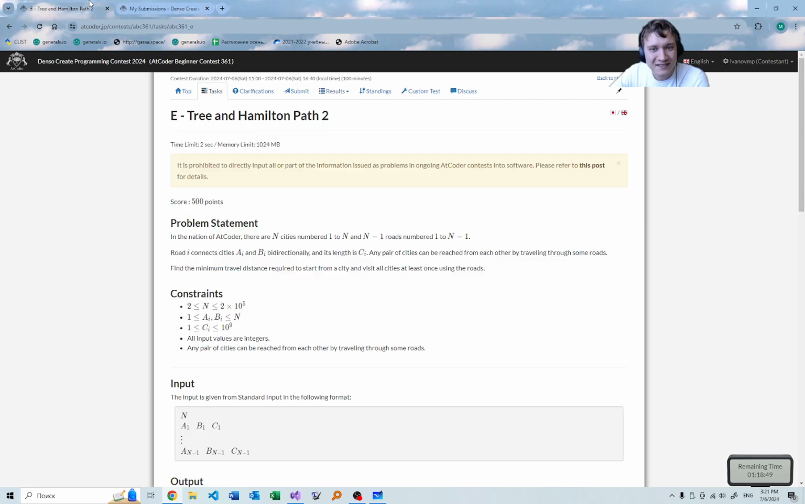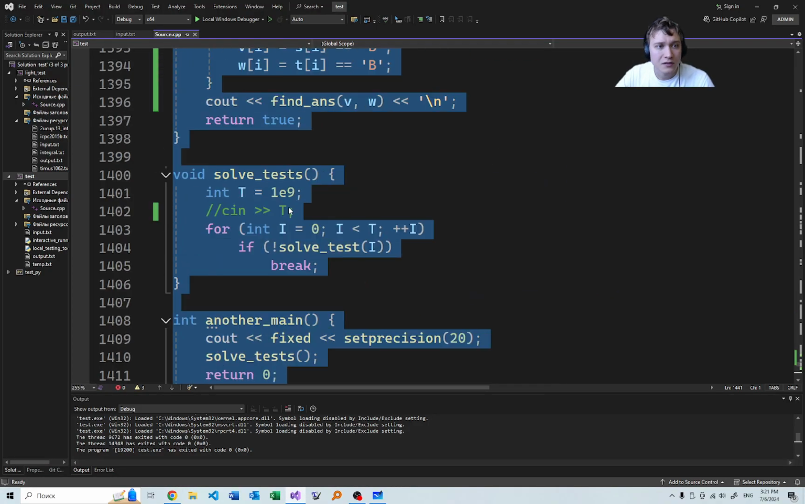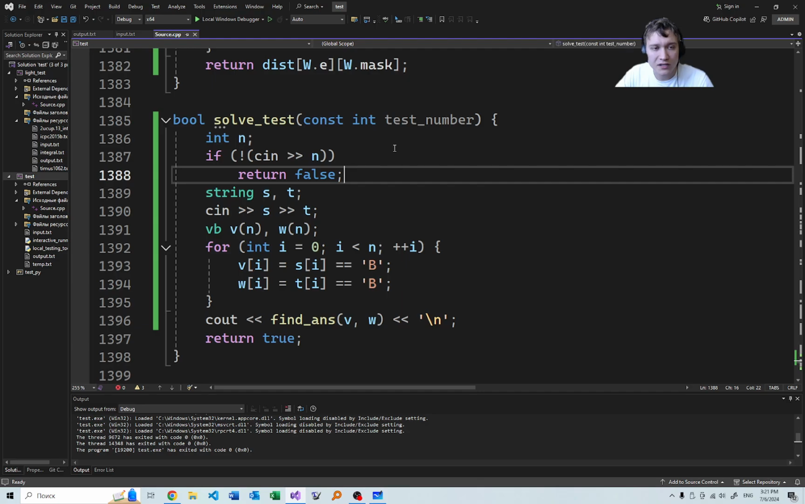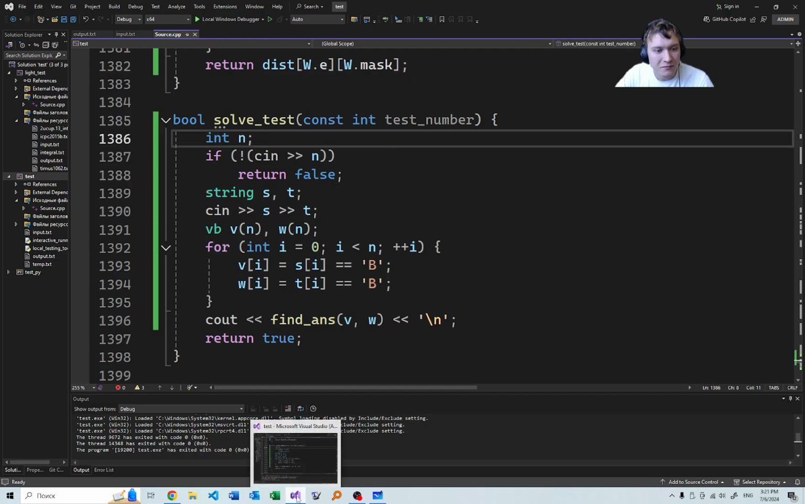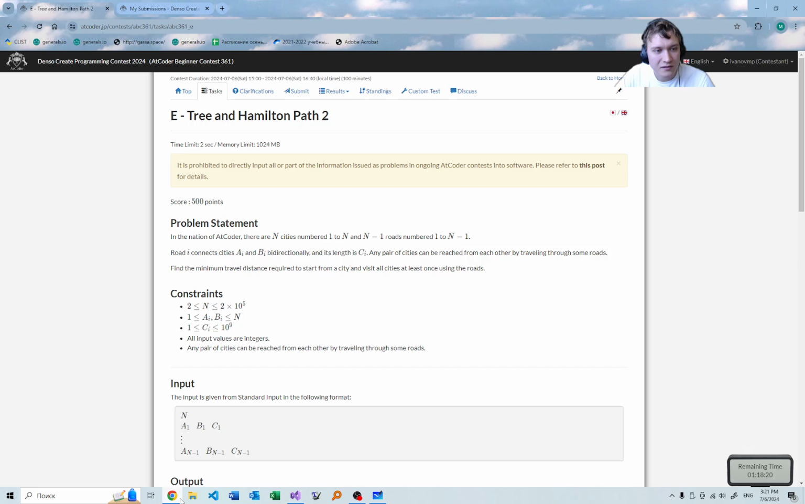At least 10. In the nation of AtCoder, there are n cities from 1 to n and n minus 1 roads. So we have a tree, a weighted tree. Find the minimum travel distance required to start from a city and visit all cities at least once using the roads. This is a very standard problem. You just need to add all numbers and subtract the maximum one.